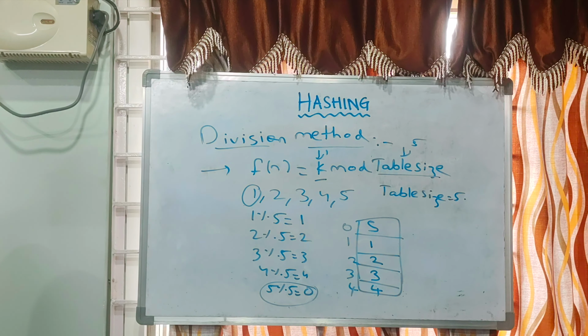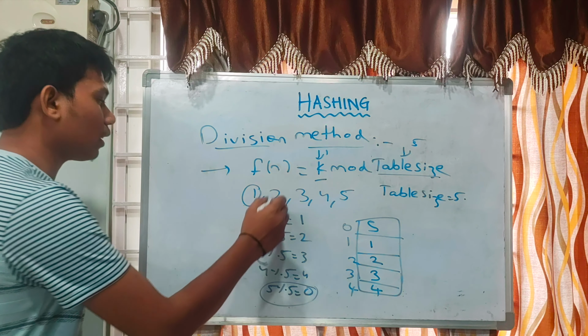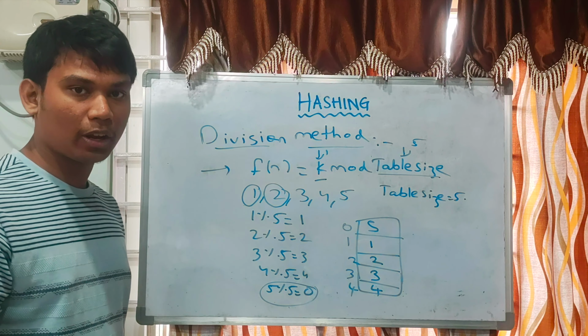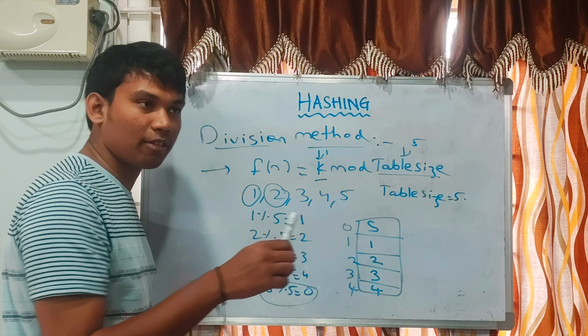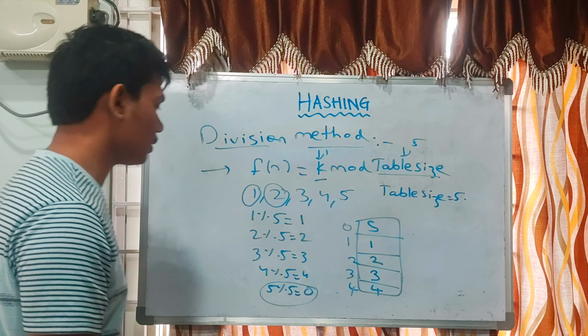So suppose let us assume that these all elements are stored in some array. To search for 2 or to retrieve the second element out of that array, we require order of log n time. But using this hashing technique, we have reduced that order of log n time to order of 1. Let us see how we can reduce it.